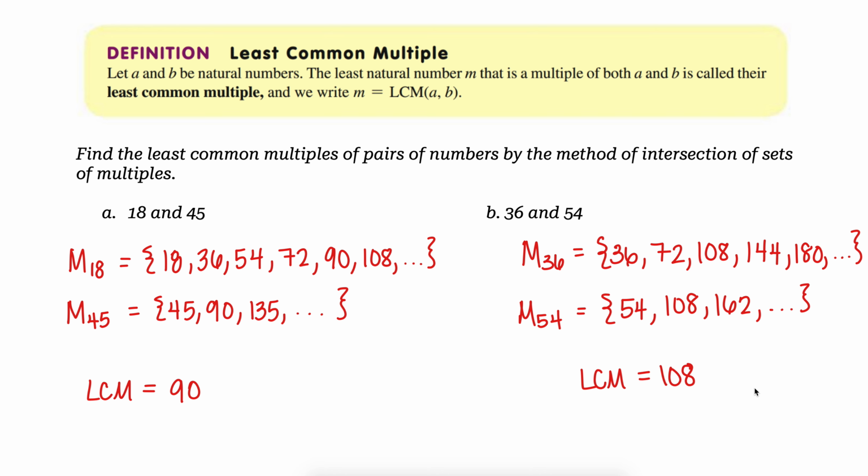So this method for least common multiple with the intersection of sets and finding the greatest common divisor, these are probably the most straightforward of the methods, but I will show you a couple more in the next two videos.